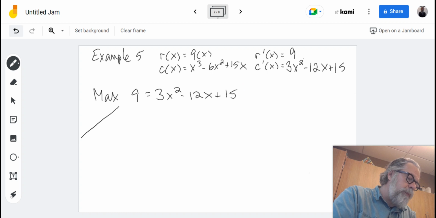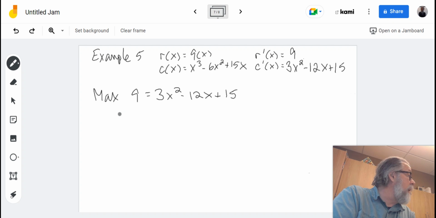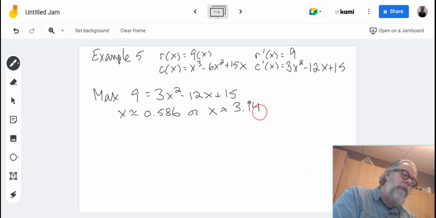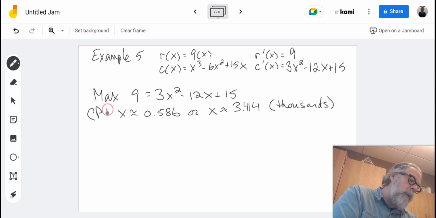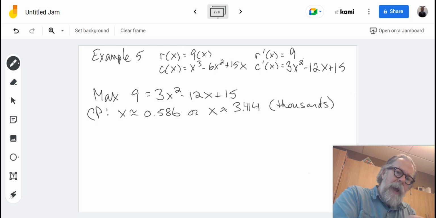Using the quadratic formula, what we get is that x must be approximately 0.586 or approximately 3.414 thousands of units. Now, remember, these are critical points. These are not necessarily maxima.